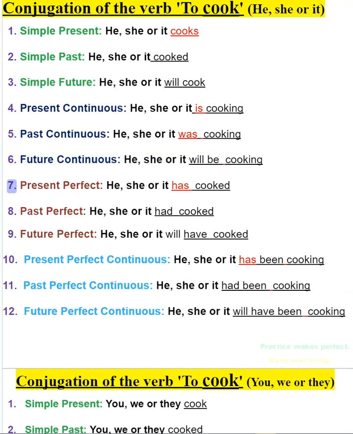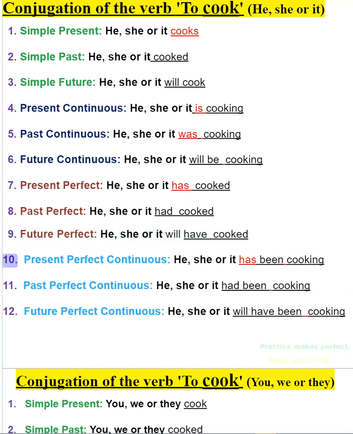7. Present perfect, he, she or it has cooked. 8. Past perfect, he, she or it had cooked. 9. Future perfect, he, she or it will have cooked.